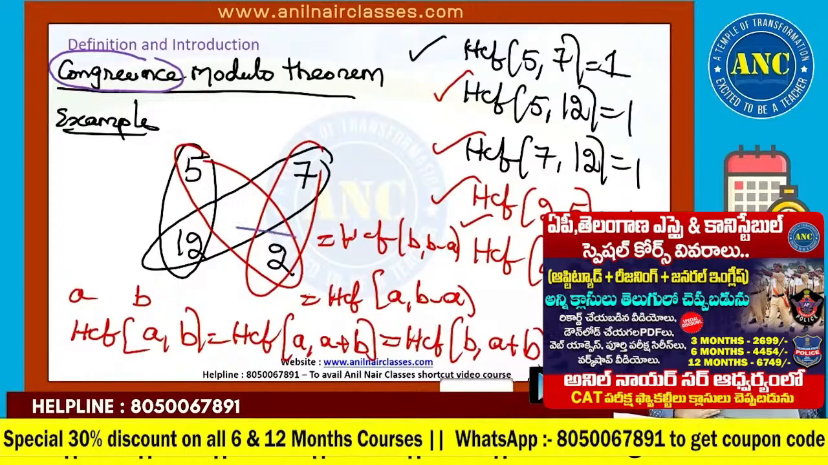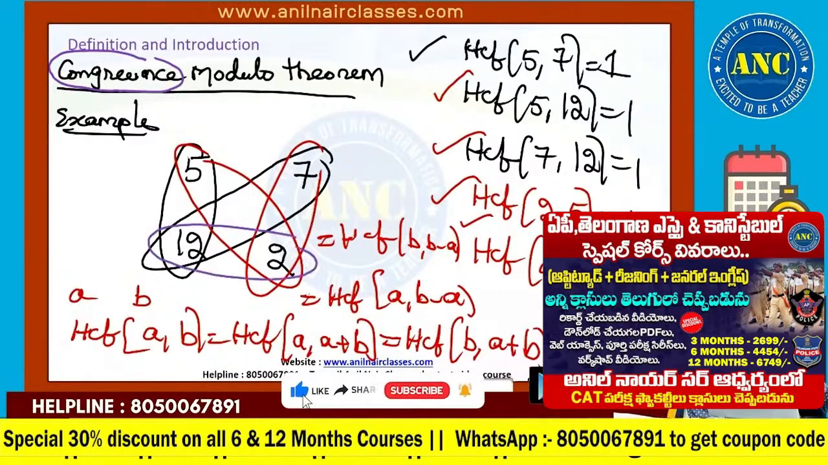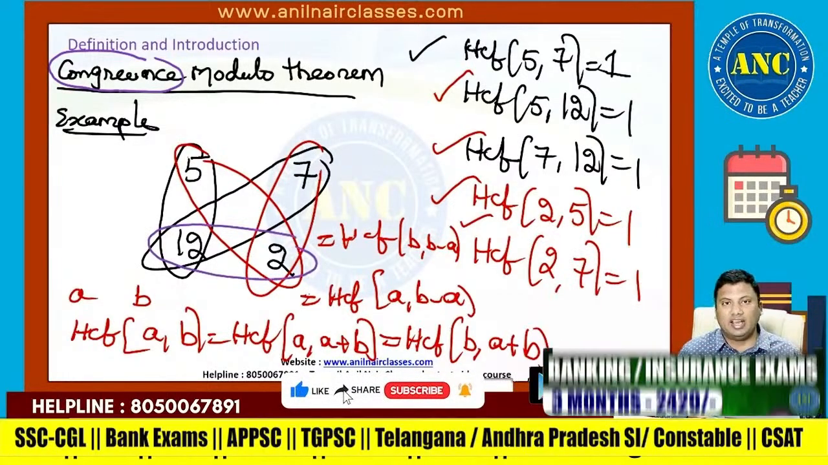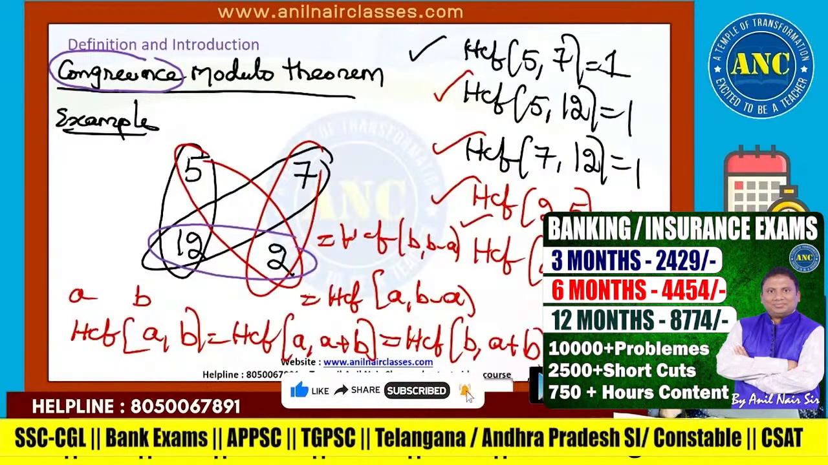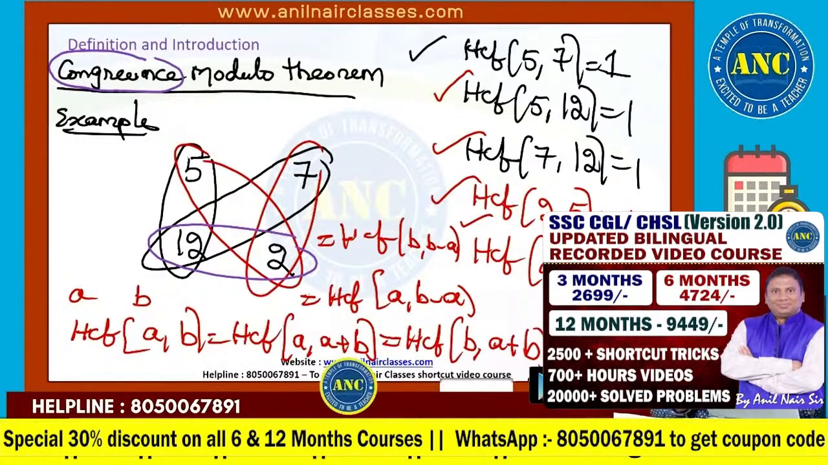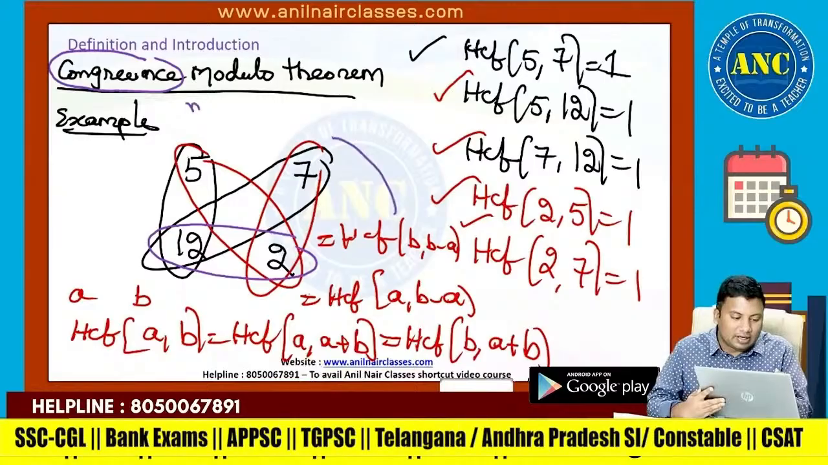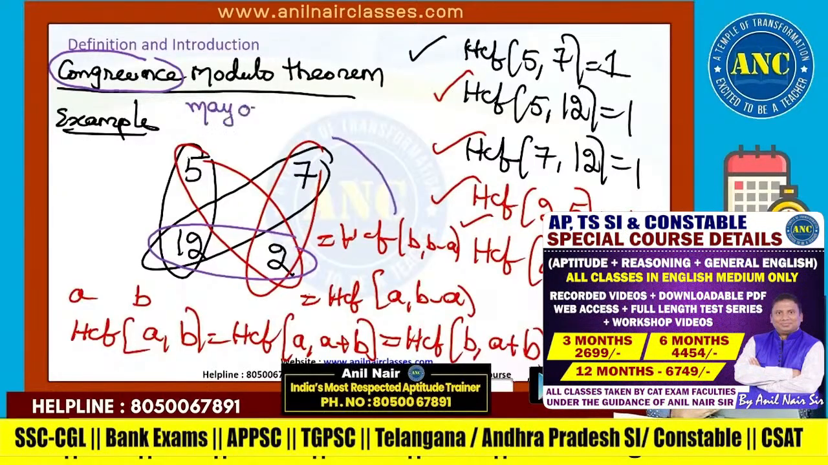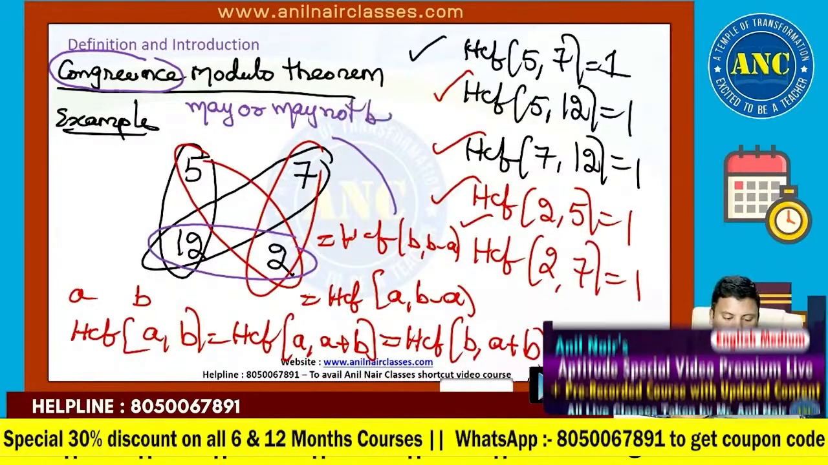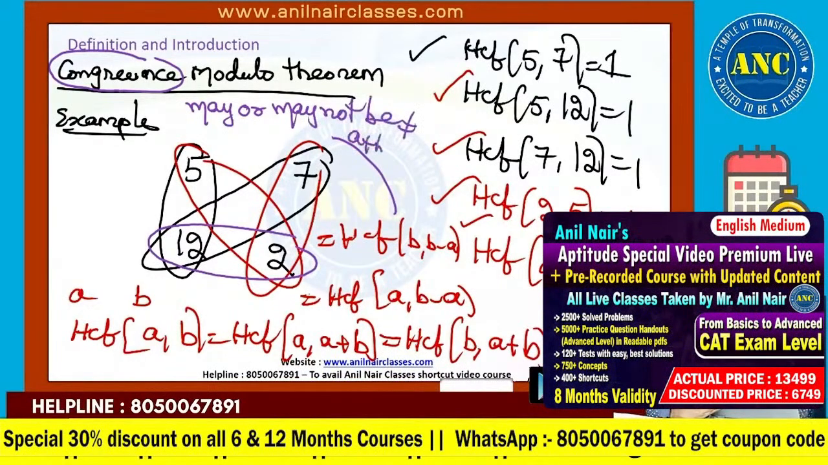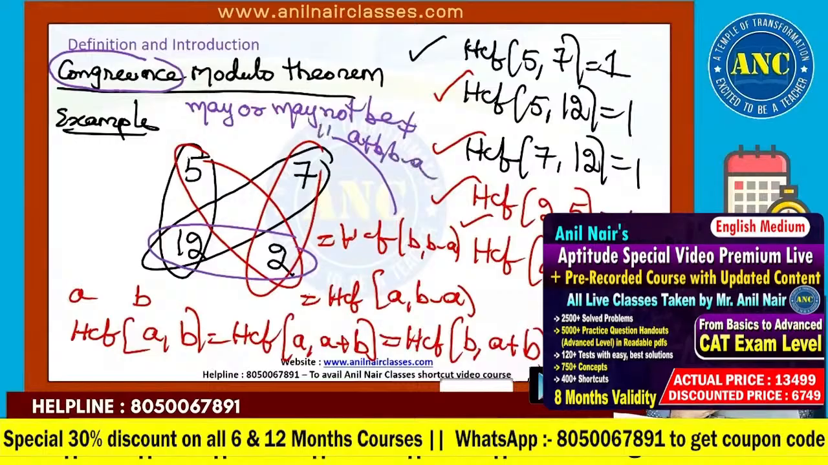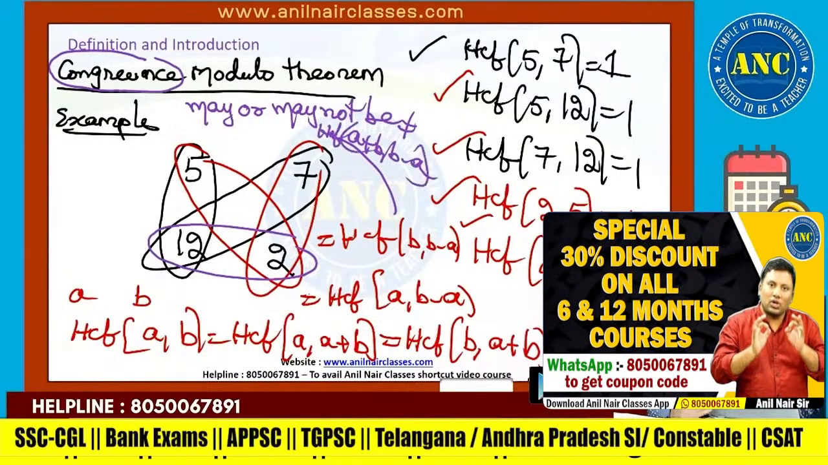But if I do both, which is A plus B and B minus A, what is the HCF of 12 and 2? 12 and 2 HCF is 2. But according to the question, 5 comma 7 has to be 1. It may or may not be equivalent to the HCF of A plus B comma B minus A.